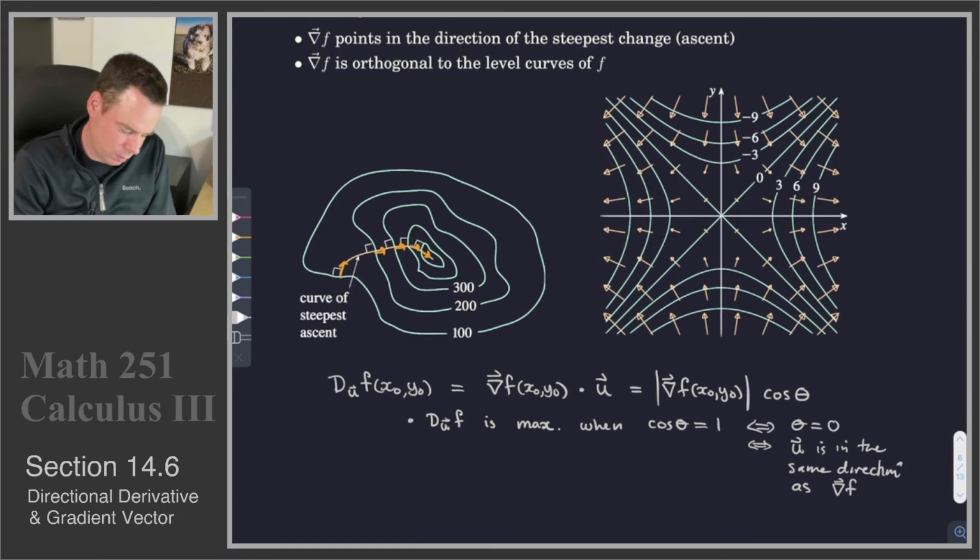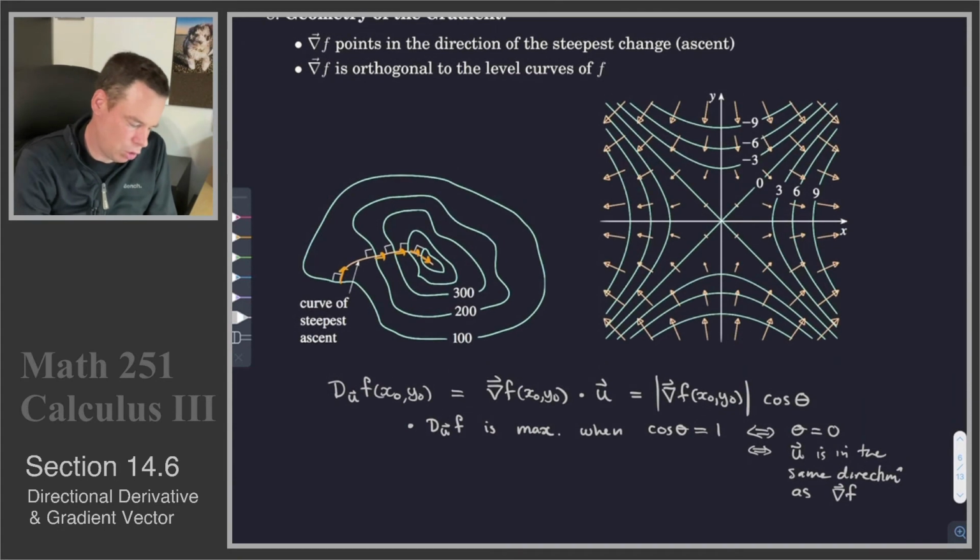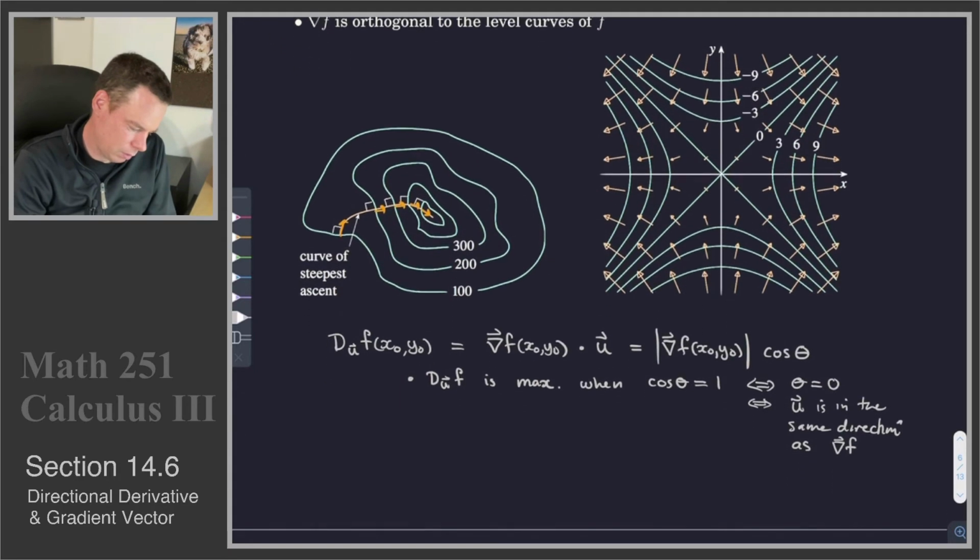So in other words, the derivative is maximum when the direction you take is in the direction of the gradient. So the direction of the gradient points in the direction of steepest change. So that just proves that first point up here. Grad f points in the direction of steepest change. What about the other statement? Grad f is orthogonal to the level curves. Let's see if we can verify that. So I'll leave that one visible up top.